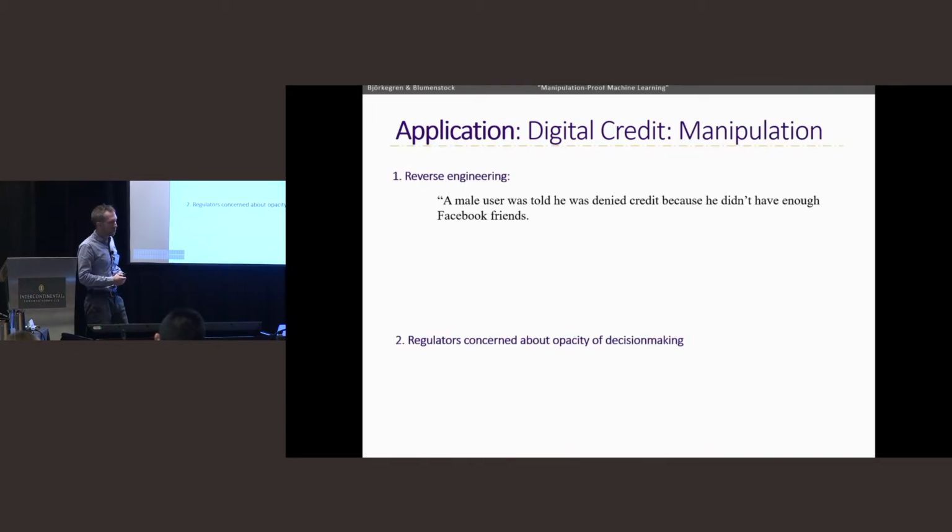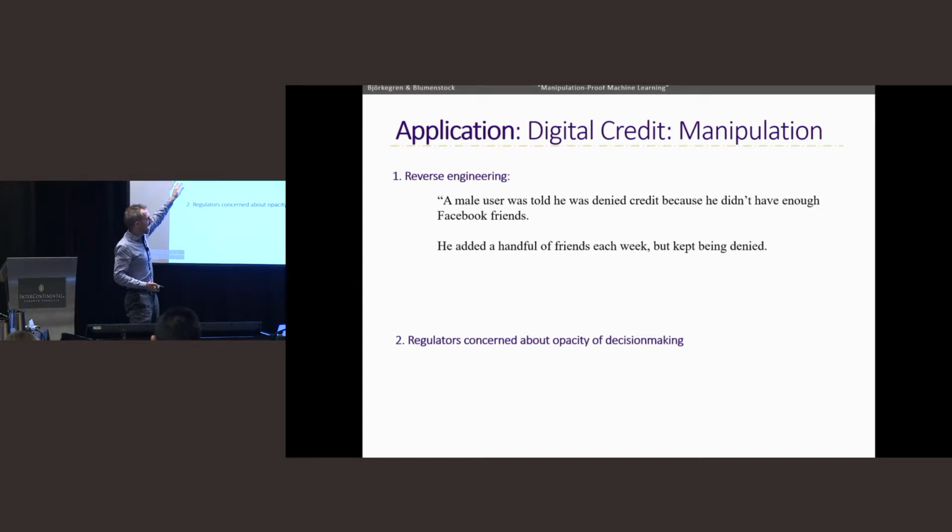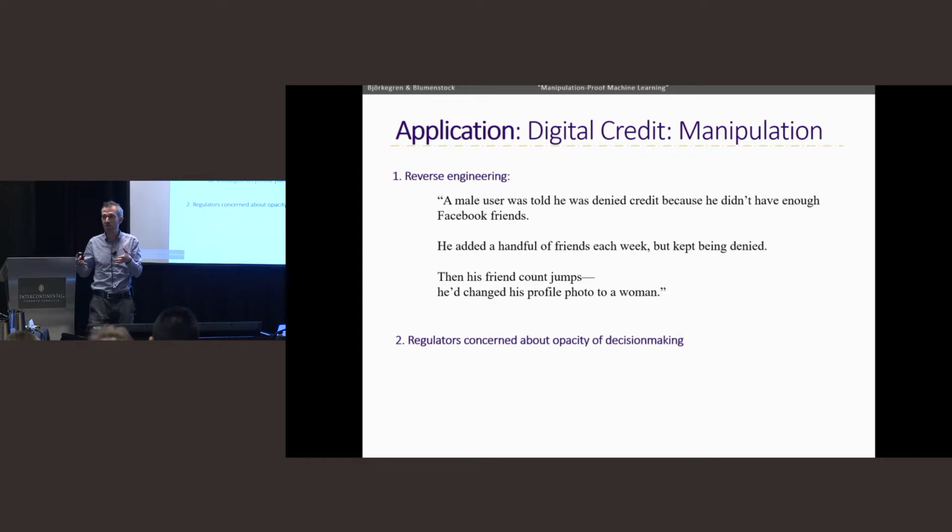So one problem that's come up in these implementations is, of course, manipulation. And people are reverse engineering these systems. So here's an anecdote from one of the firms we're working with. A male user was told he was denied credit because he didn't have enough Facebook friends. And so you see him adding Facebook friends each week, and he kept getting denied. And then they see that his friend count jumps, and he's approved for a loan. And the reason was that he'd changed his photo to be that of an attractive woman and managed to befriend a lot of people.